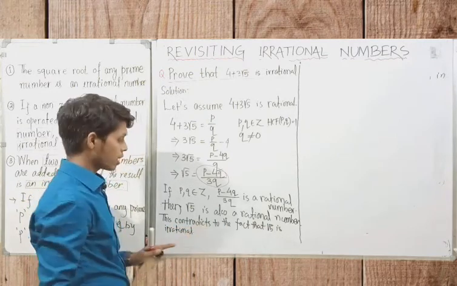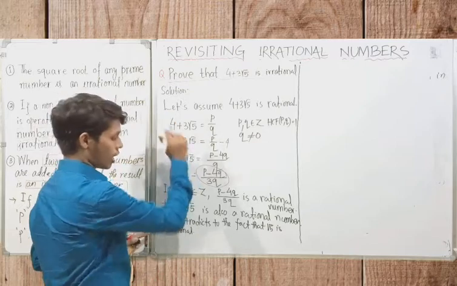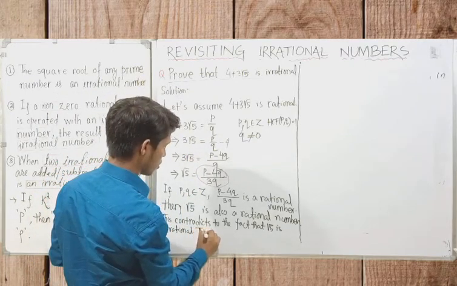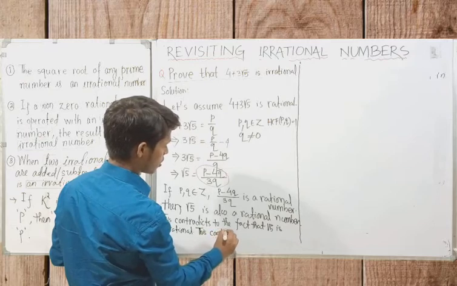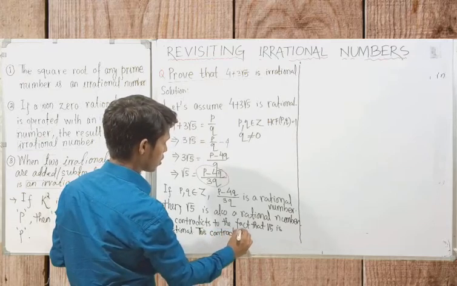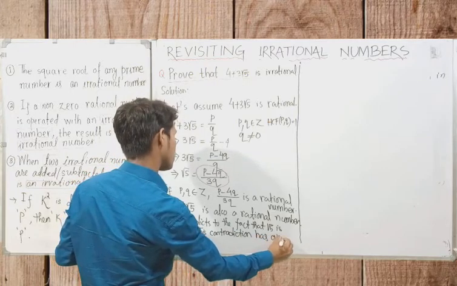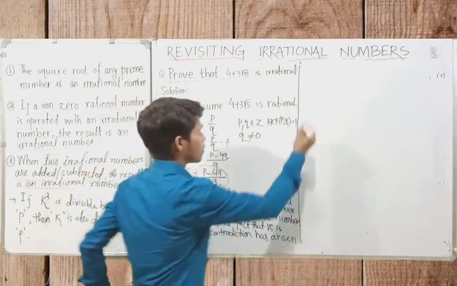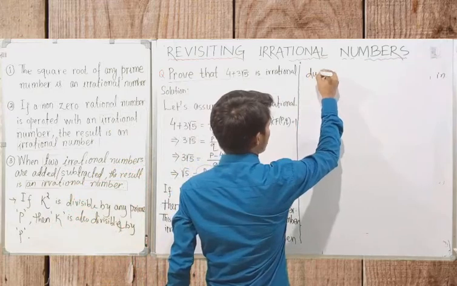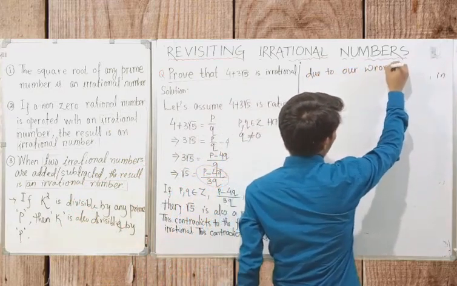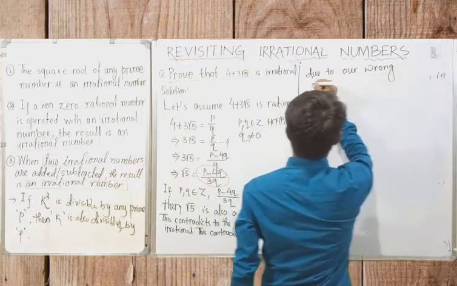Why did this contradiction arise? Due to our wrong assumption. So we'll write this: contradiction has arisen due to our wrong assumption.